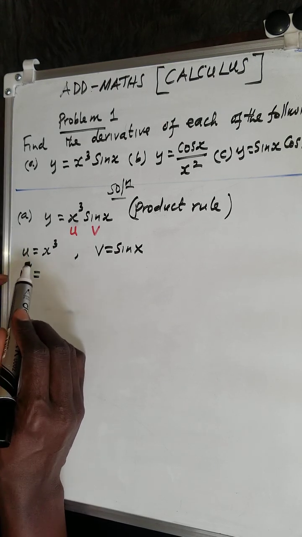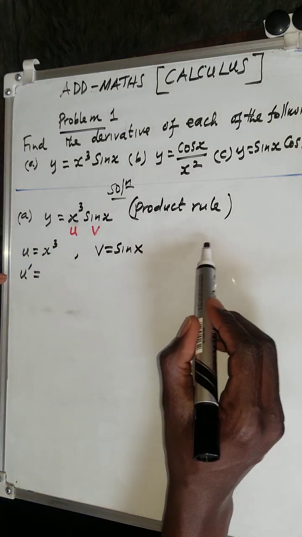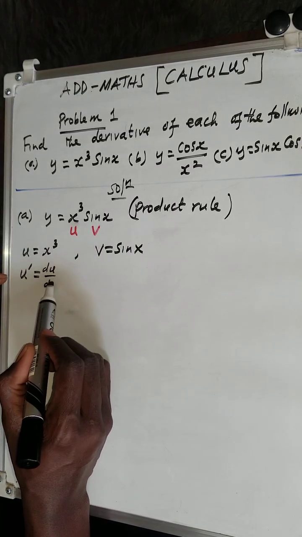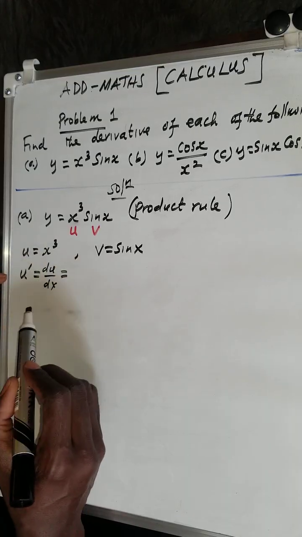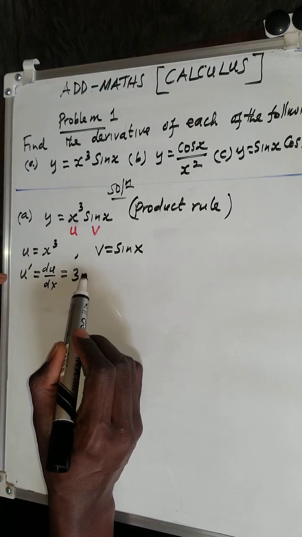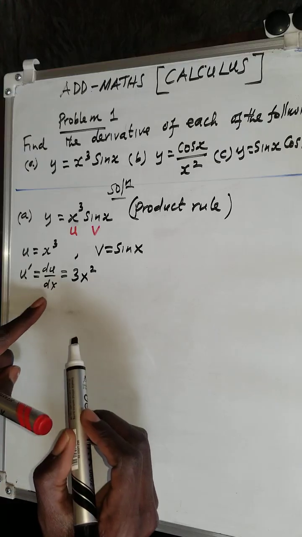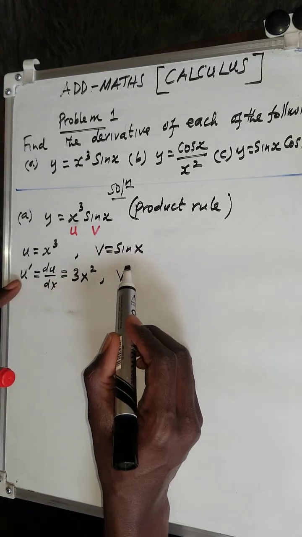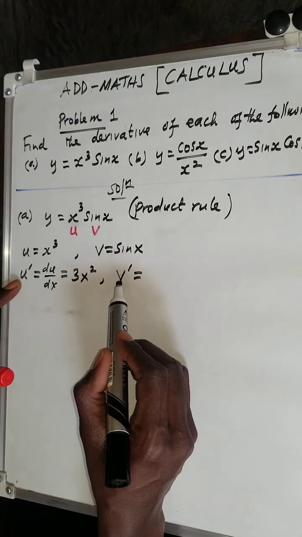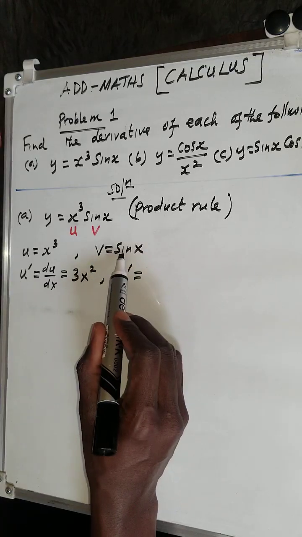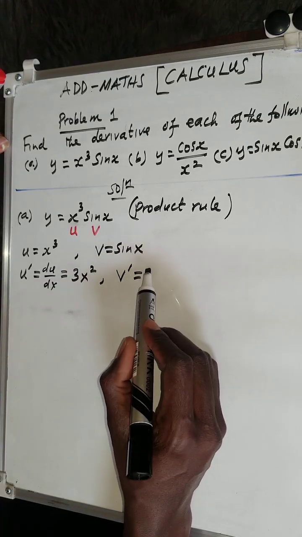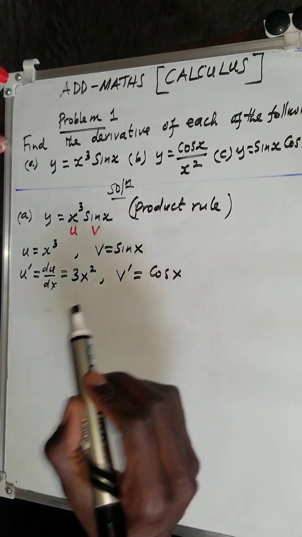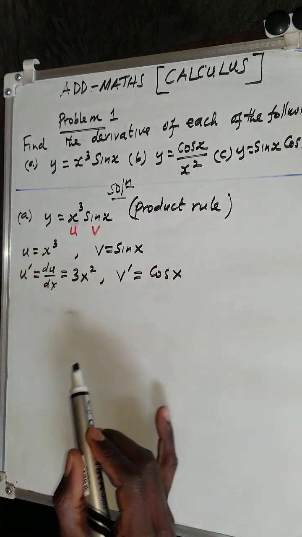In other words, u prime is like telling you to say it is du over dx. So what is du over dx? It is going to give you 3x raised to the power 2. Then v prime is dv over dx. Remember, when you differentiate sine x, that is going to give you cos x.